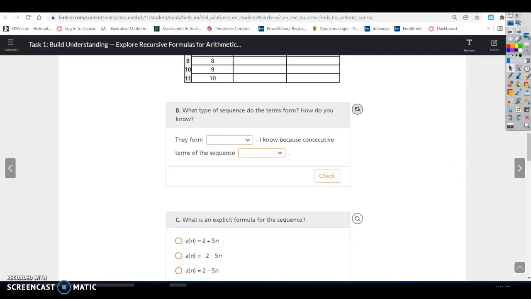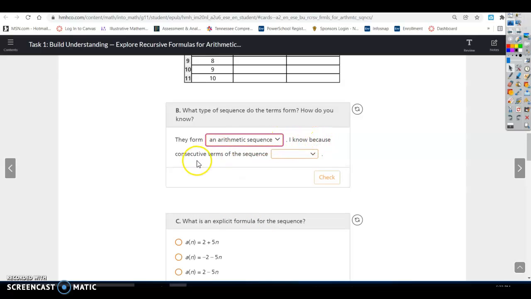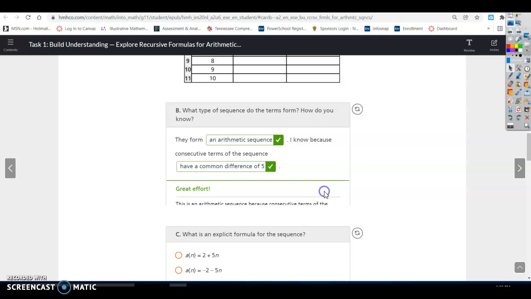It says, what type of sequence do the terms form? How do you know? They form an arithmetic sequence because you're adding the same common difference each time. I know because consecutive terms of the sequence have a common difference of 5.